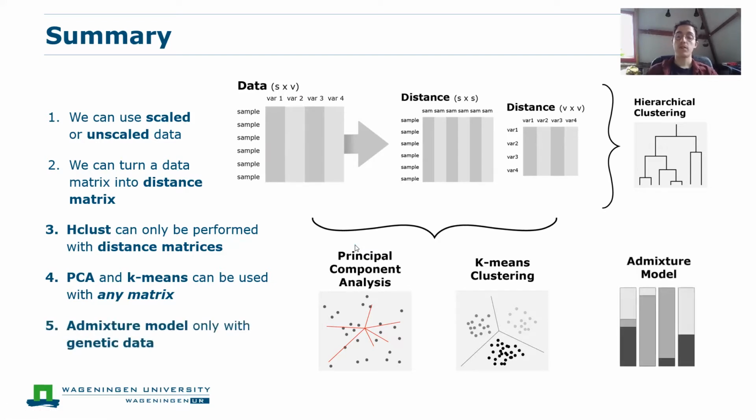And finally, you can use only with genetic data the admixture model structure to obtain another type of clustering that is based on probability. So it's an admixture clustering rather than these clusterings that strongly assign each observation to one group.